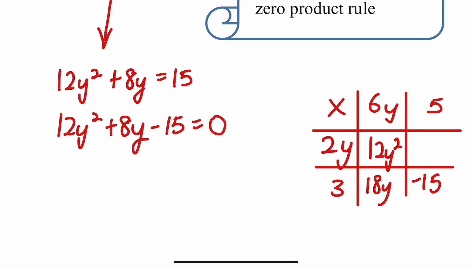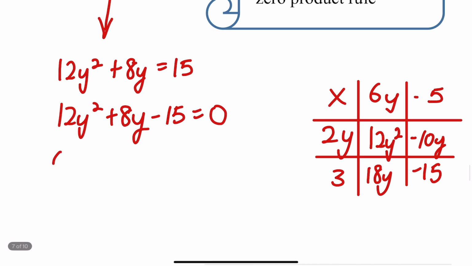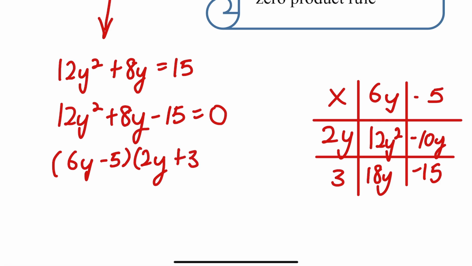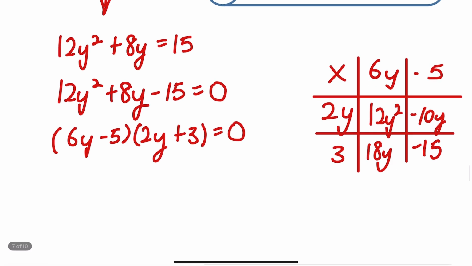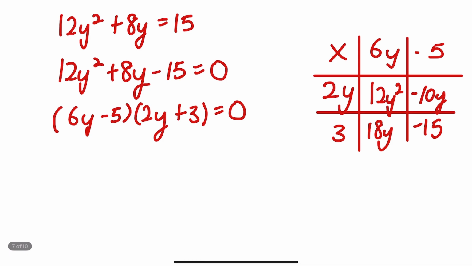I have 18y and 10y. I want to get 8y, so this should be 18y minus 10y. Therefore my factors are 6y minus 5 times 2y plus 3. Now I have something times something equals 0 by factorization, and the right side of the equation is equal to 0.